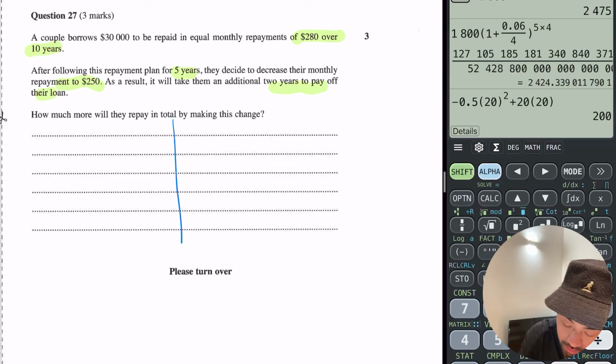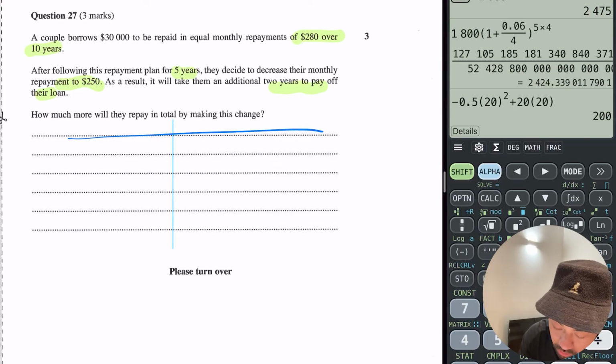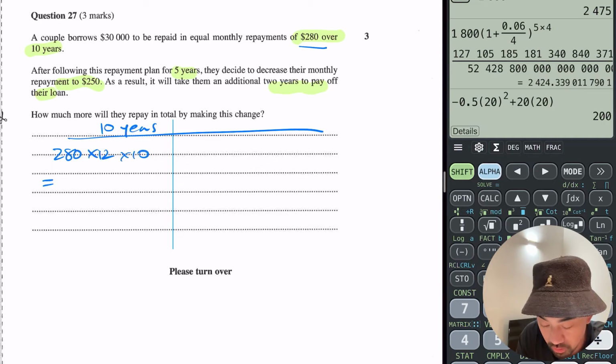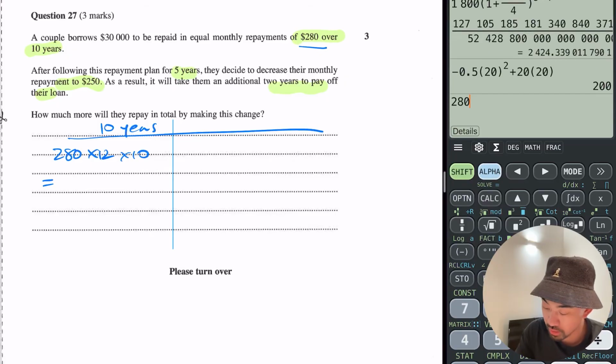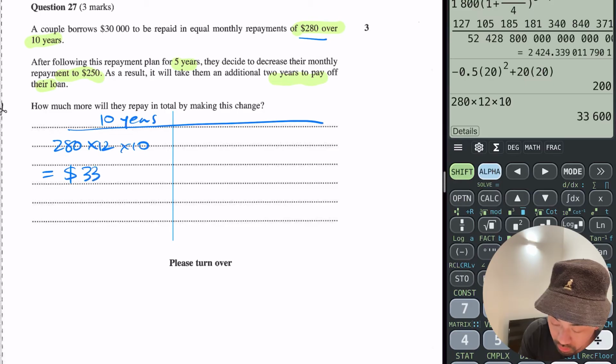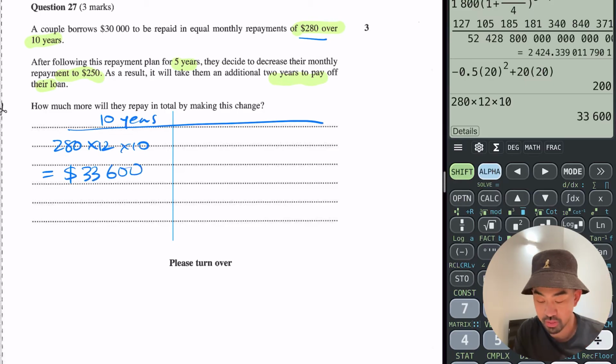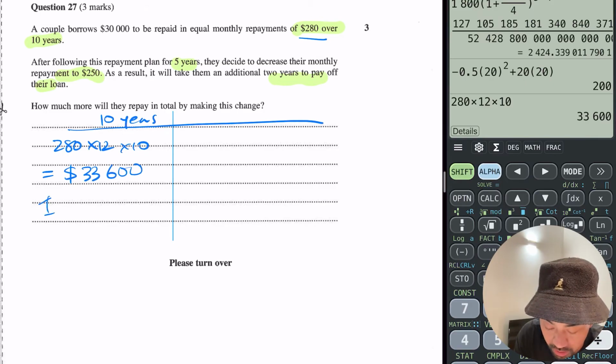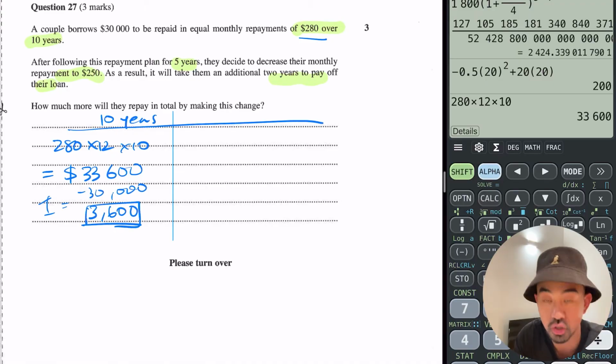All right, so let's say they don't switch it up, right? So for 10 years, if they need to repay $280 times 12 for months and then times 10 years, so they should have paid 280 times 12 times 10. They should pay back 33,600. That means the interest, right, has to be minus 30,000. So the interest is going to be 3,600 if they didn't change.